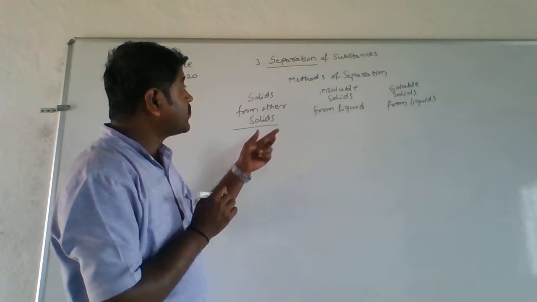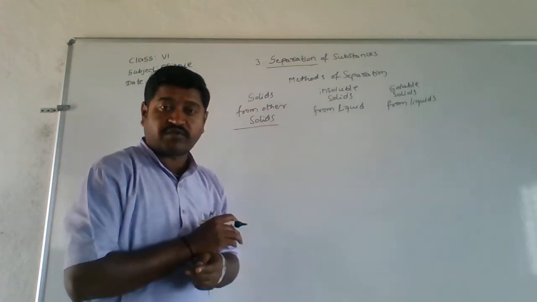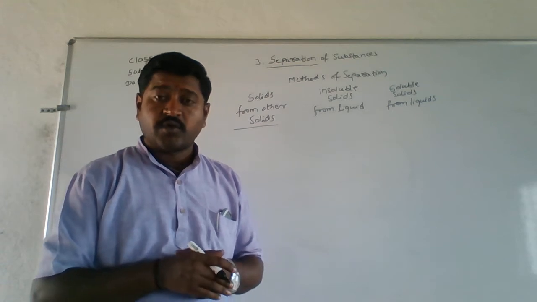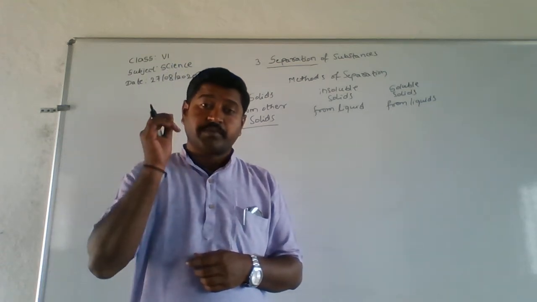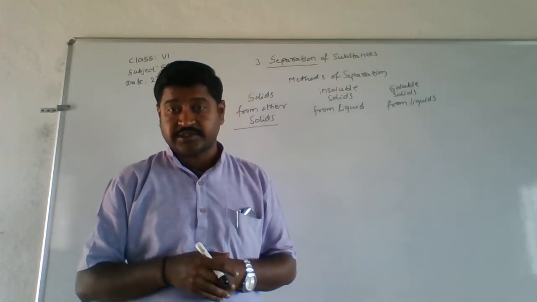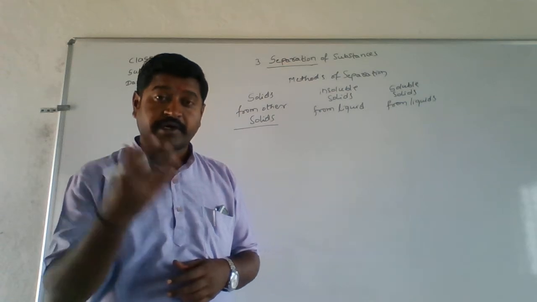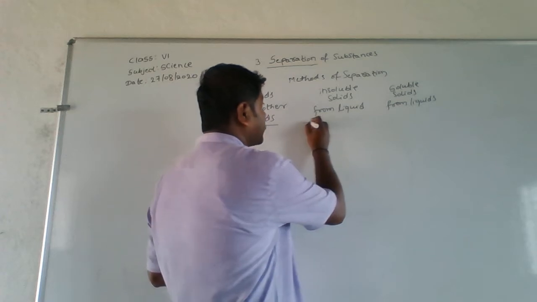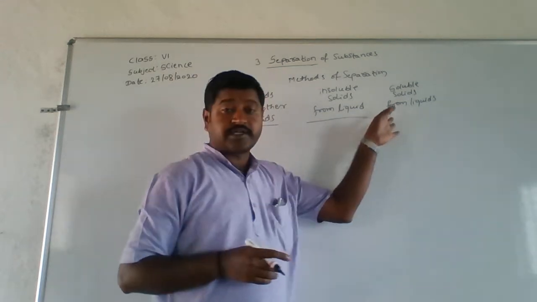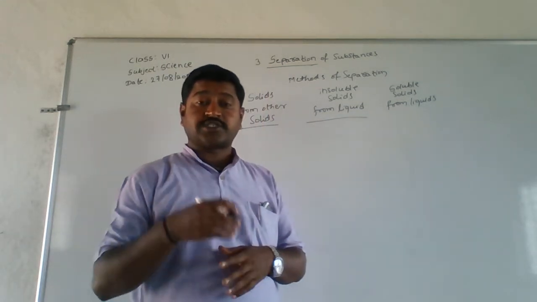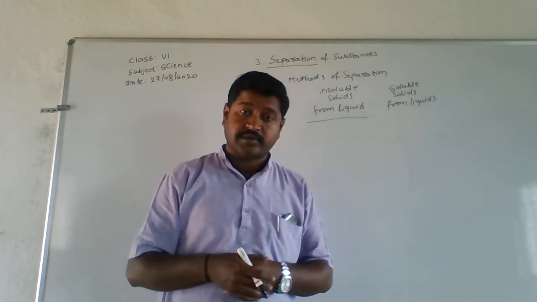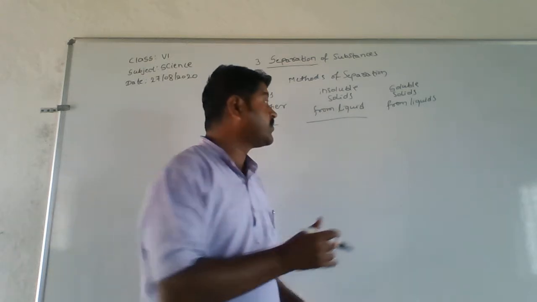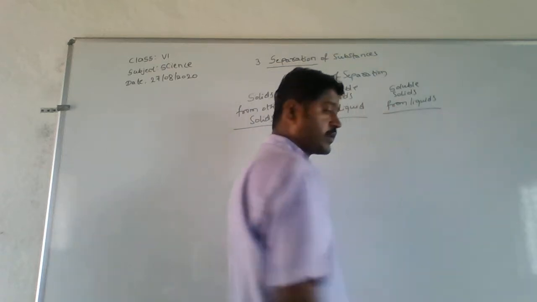Then we have insoluble solids from liquids. There are a few solids which are not going to be soluble in liquids. By what process do we have to separate them? That will be seen in this second one. And then in the third one, how solids which are soluble in liquids have to be separated, that we will be studying here.